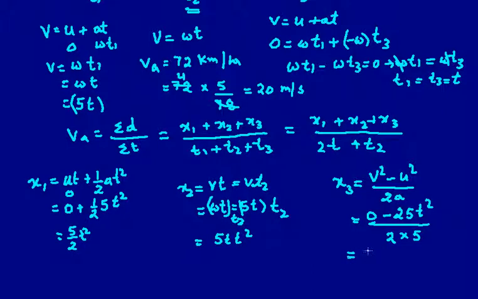That's equal to, and since it's a negative direction, it will be retardation, minus 5. So minus 25t square by minus 10. So that would be equal to, 5 goes 2 times, 5 goes 5 times. So we cancel the minus sign. So it's equal to 5t square by 2.